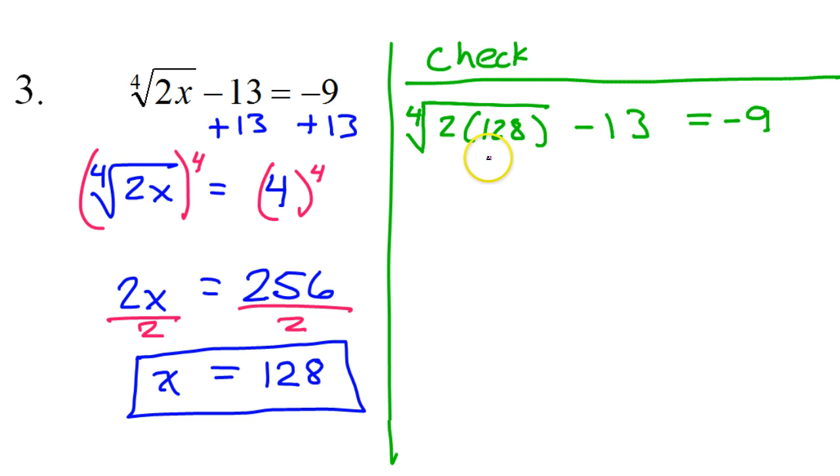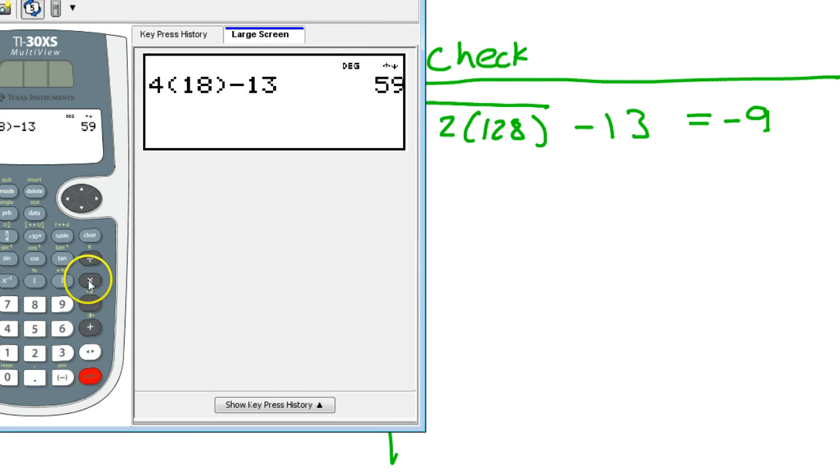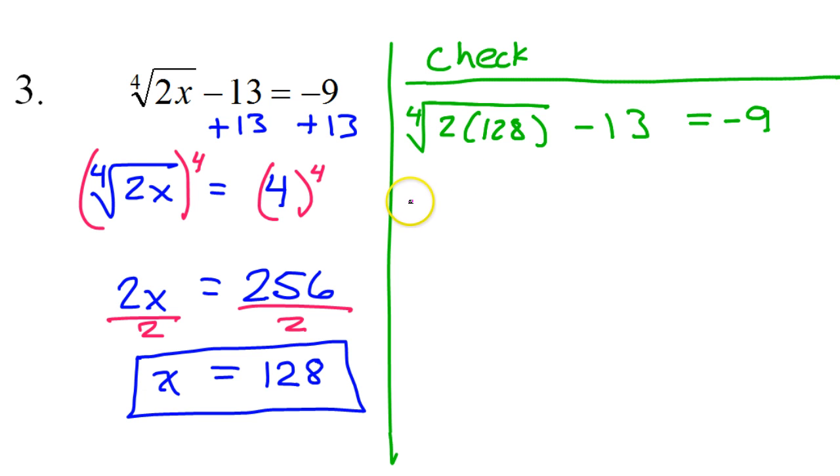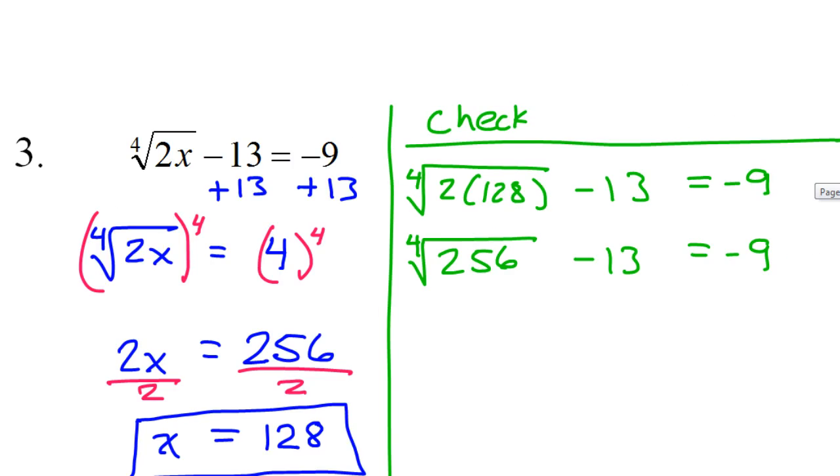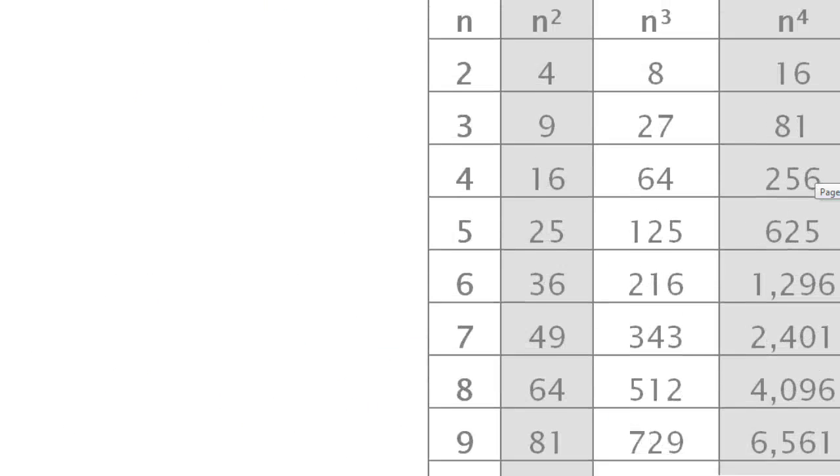So 2 times 128, alright, you don't have to take my word for it. 2 times 128, all right, that's 256. So that'll give us the fourth root of 256 minus 13 is equal to -9. Now, the fourth root of 256, all right, let's consult our table. All right, fourth root, so we'll look in this column. There's the 256, so the root is 4.